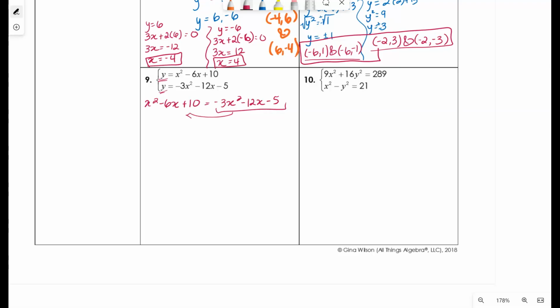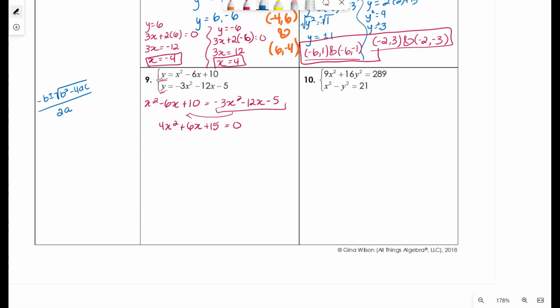So we move it over and we combine our like terms, right? Negative 3x and x squared, negative 12x and 6. We end up with 4x squared plus 6x plus 15 equals 0. Now this is not factorable, so when we get something that's not factorable, we're going to plug it into the quadratic formula. Remember that the quadratic formula is negative b plus or minus the square root of b squared minus 4ac, all over 2a.